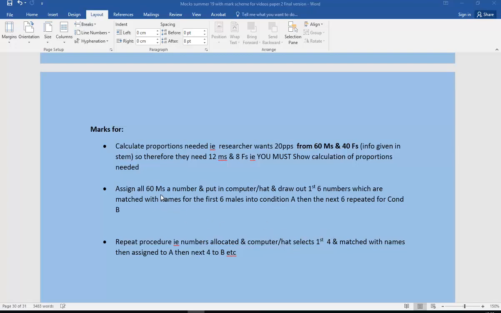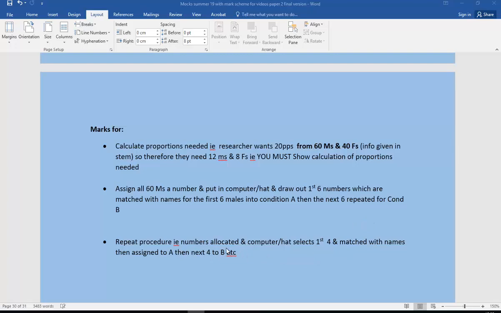So you would separate out the males and the females. You give all the males a number, and those numbers go into a computer or into a hat. And because we want to put equal numbers of them into condition A and B, we know we need 12. So we're going to say maybe the first 6 numbers are going to be matched with the names, and they go into condition A, and the next 6 numbers go into condition B, the same thing. The names, the 6 males are matched, the numbers are matched with a name, and they will go into condition B. And then you repeat the same procedure with the females.